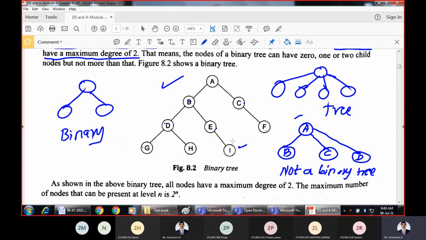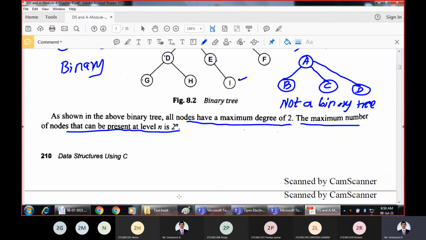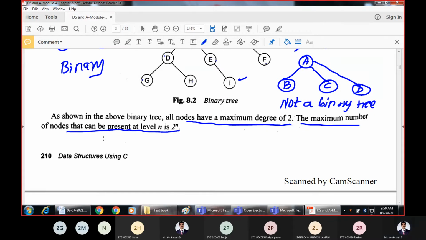Now if we go as per this, there is one standard convention we can make. All nodes can have a maximum degree of 2. That is a known fact. Every node can have a maximum of 2 children, or degree 2, not more than 2. So with this we can say that the maximum number of nodes that can be present at any given level n is 2 raised to n. That is self-explanatory.